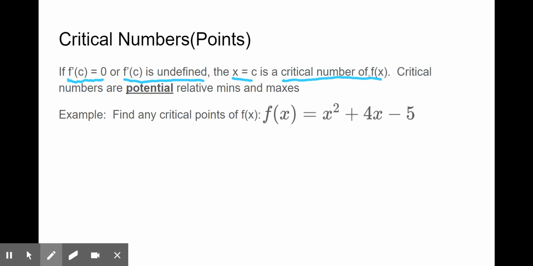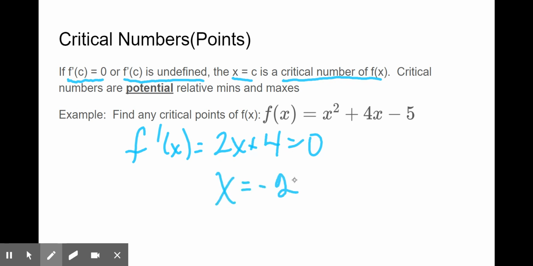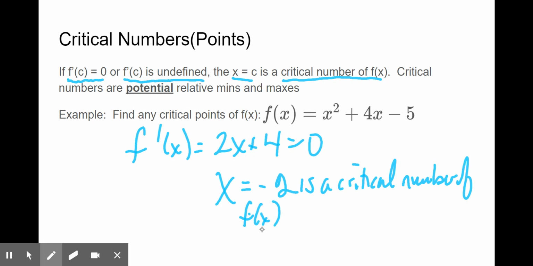But let's start with a simple example here. I want you to find for me any critical points of this function, f of x equals x squared plus 4x minus 5. To find any critical numbers or critical points, you need to find the derivative of this function, which would just be 2x plus 4, and set it equal to 0, or set the denominator equal to 0 to see if it were undefined, but there's no denominator. So we can solve this pretty quickly, and we get x equals negative 2. x equals negative 2 is a critical number of f of x.